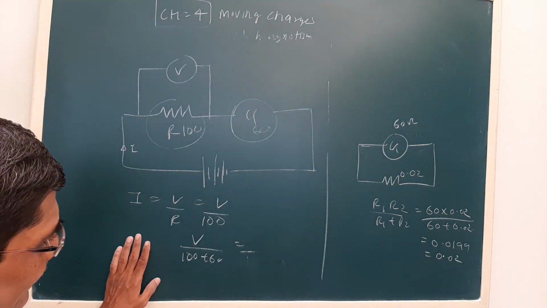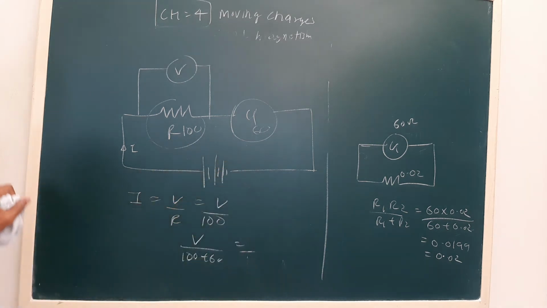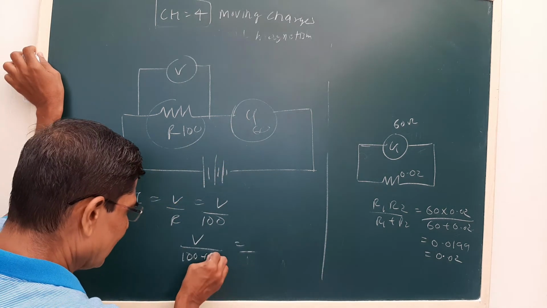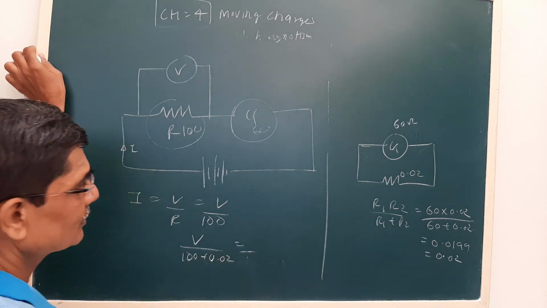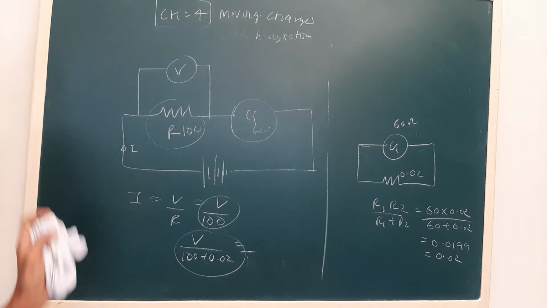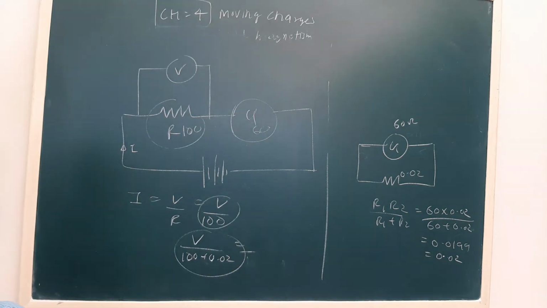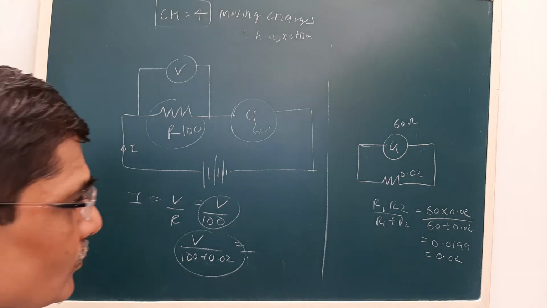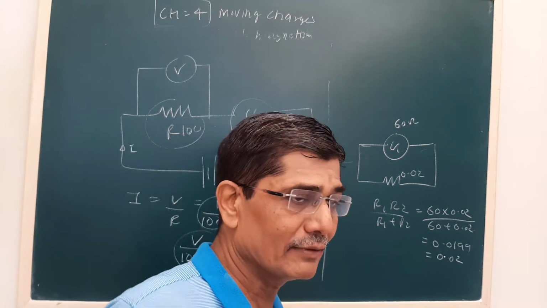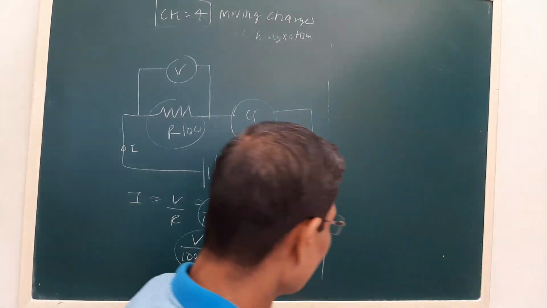Now see, earlier it was V upon 100. Second time when the galvanometer was connected it is V upon 60. Now here it will become V upon 0.02. So that is how the current will not change significantly. So our current reading will be more accurate. Ideally, this should have as low a resistance as possible.